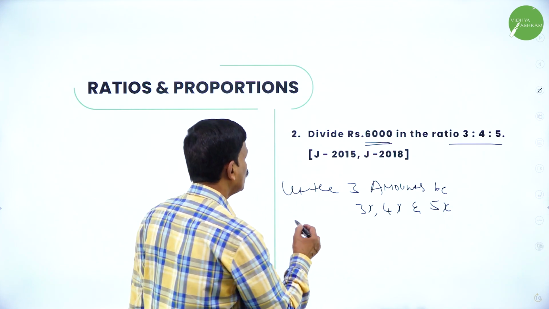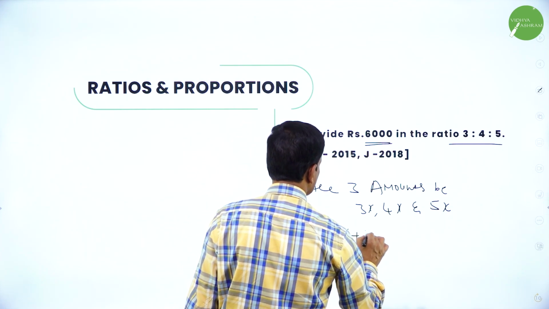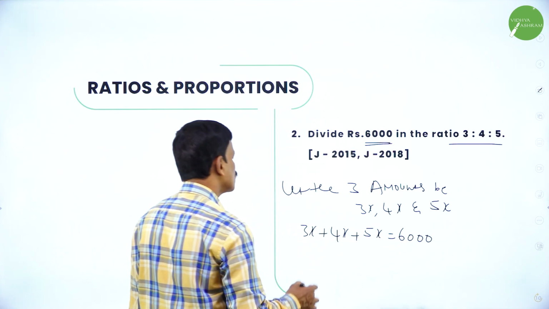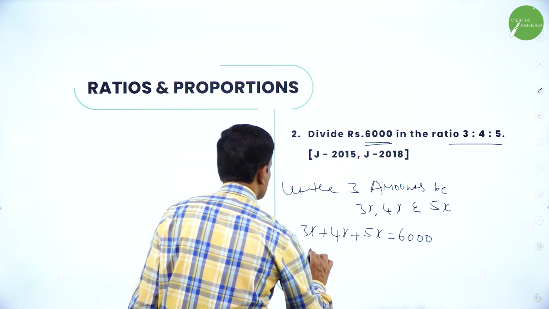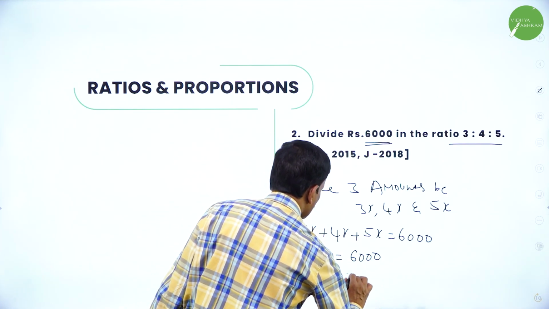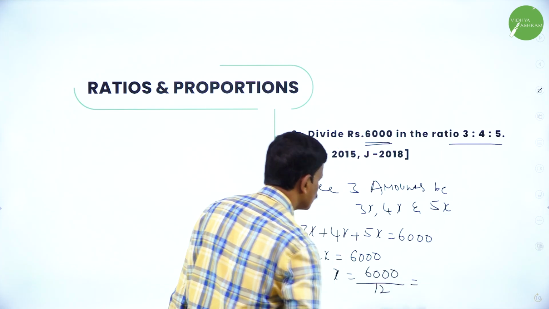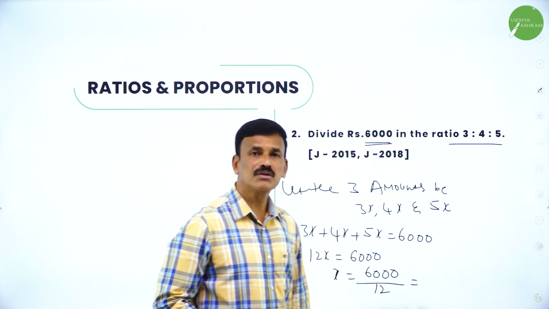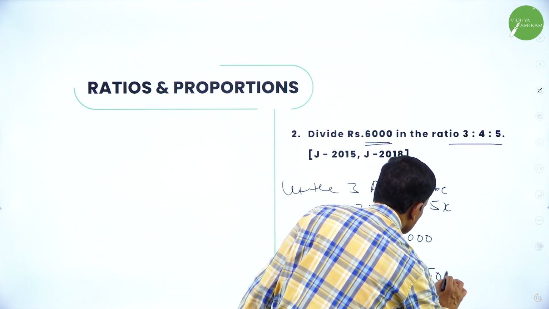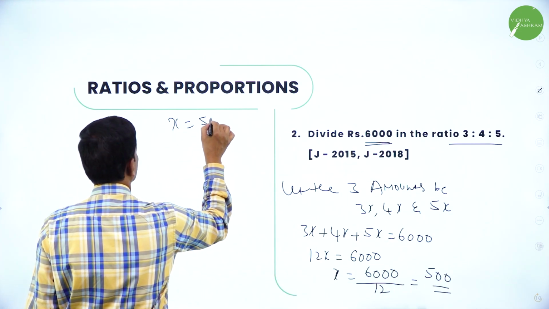Now, what is given? The sum, that is 3x plus 4x plus 5x, is equal to 6,000. So what is this equal to? 5 plus 4 is 9, 9 plus 3 is 12. 12x is equal to 6,000. Therefore, x is equal to 6,000 divided by 12, which is 500. So x is equal to 500.